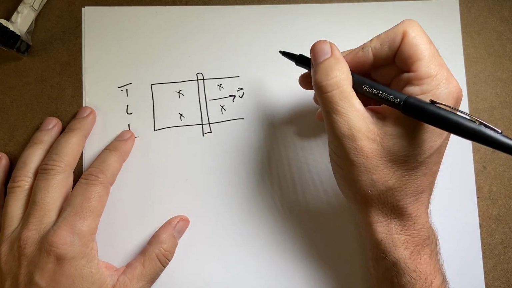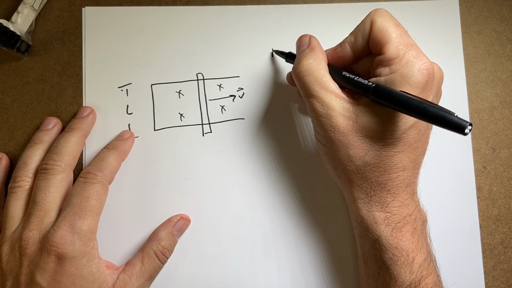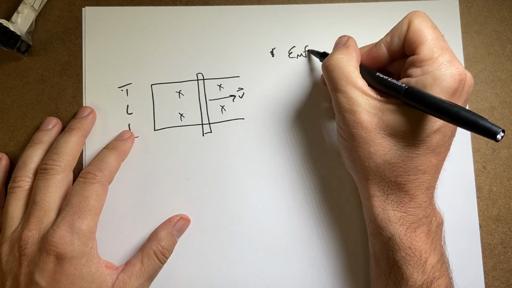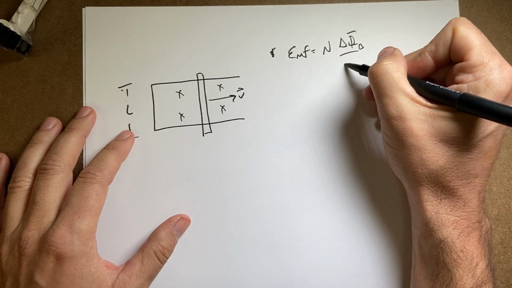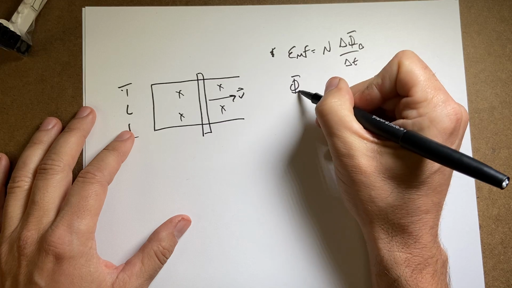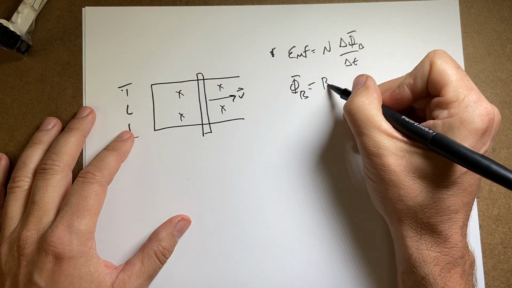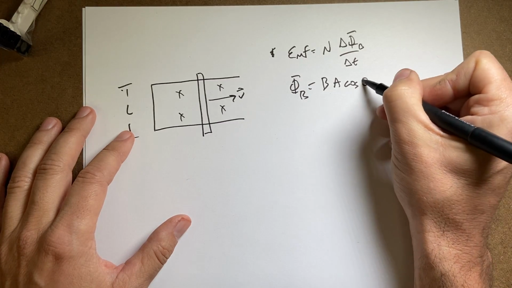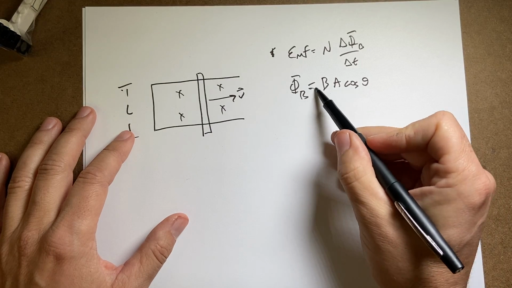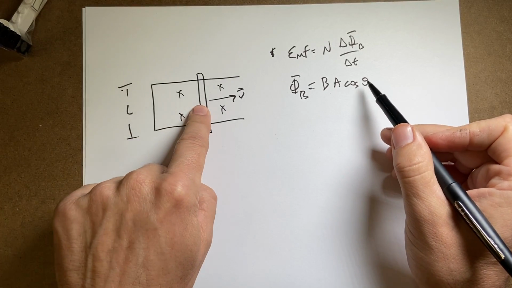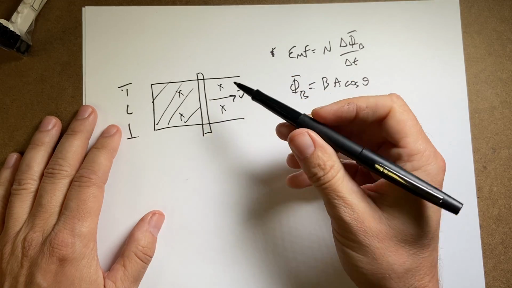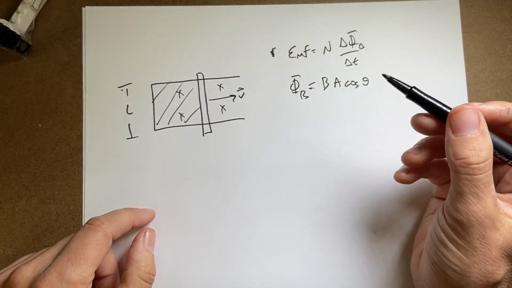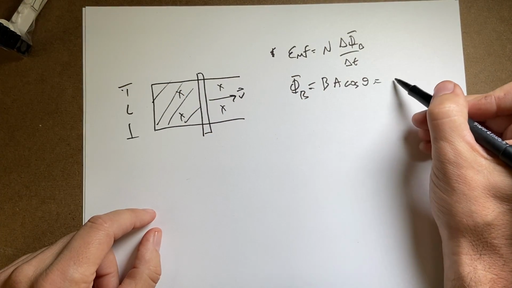So let's use Faraday's law. Faraday's law says that the EMF is equal to N delta phi B over delta T, where the magnetic flux is equal to B A cosine theta. And theta is the angle between B and the area. So in this case, this is my area. And so the area would be in the same direction as the magnetic field. So this is just one. It would be BA.